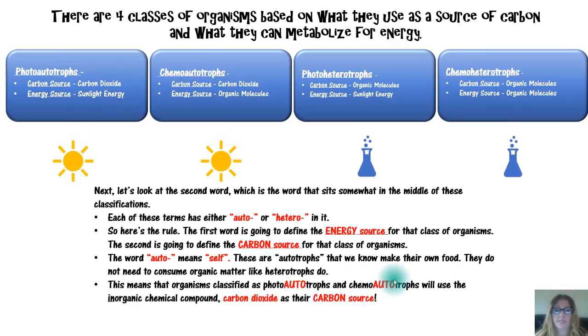Next, we can look at the second word. The second word sits somewhat in the middle of these classifications. Each of these terms has either auto or hetero in it. So here's the rule: the first word defines the energy source for that class of organisms, and the second defines the carbon source. The word auto means self. These are autotrophs that we know make their own food. They do not need to consume organic matter like heterotrophs do. This means that organisms classified as photoautotrophs and chemoautotrophs will use the inorganic chemical compound carbon dioxide as their carbon source. All right, so here comes your carbon dioxide for your autotrophs.